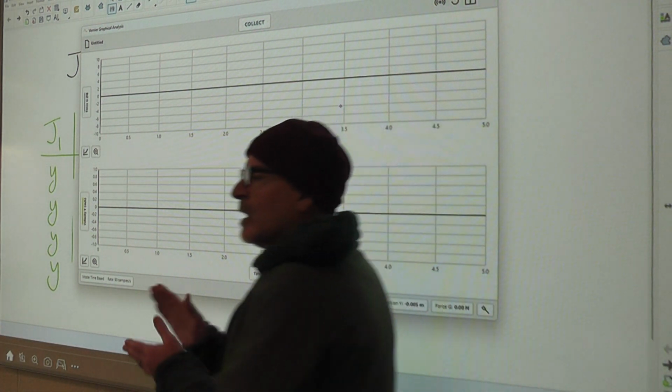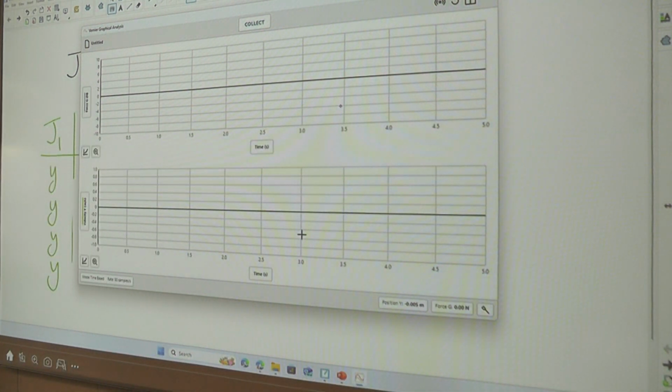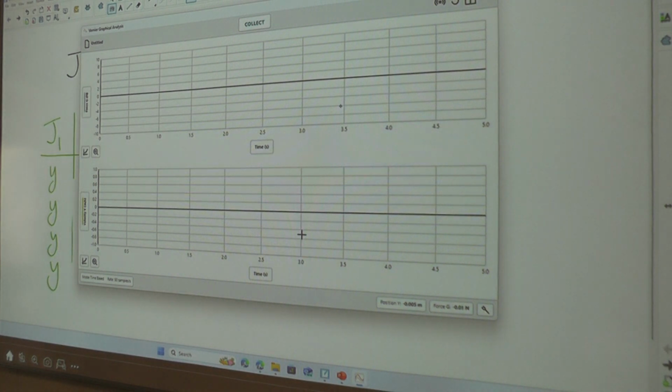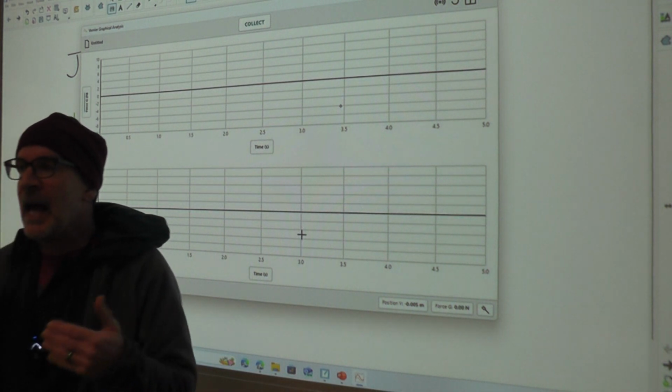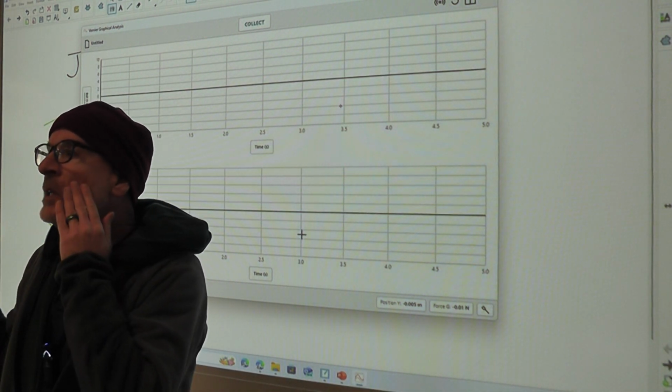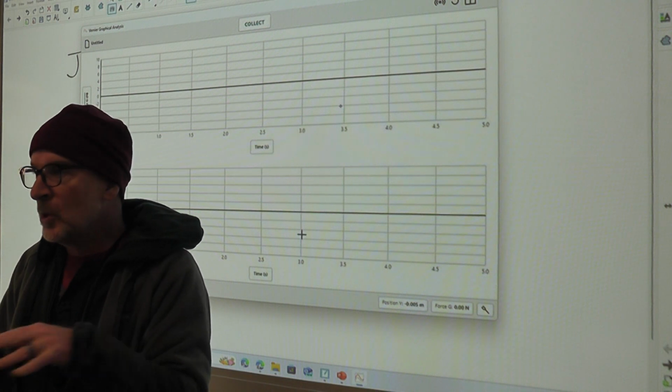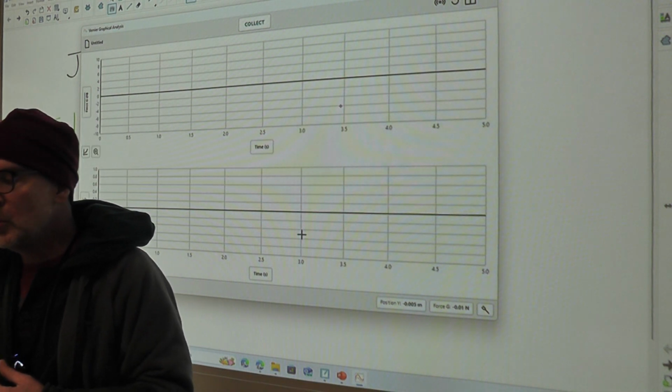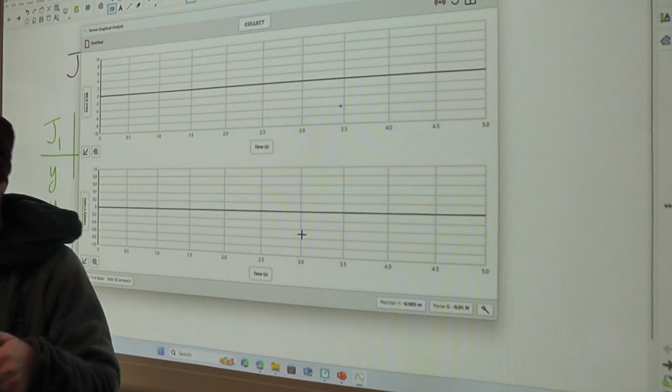Okay, sorry about that. So now all I need to do is have the carts collide and collect data. So again, part of what I want you to be able to do is this part. It's not enough for you to be able to just multiply some numbers together, which I know you could do. I want you to be able to actually get the data.